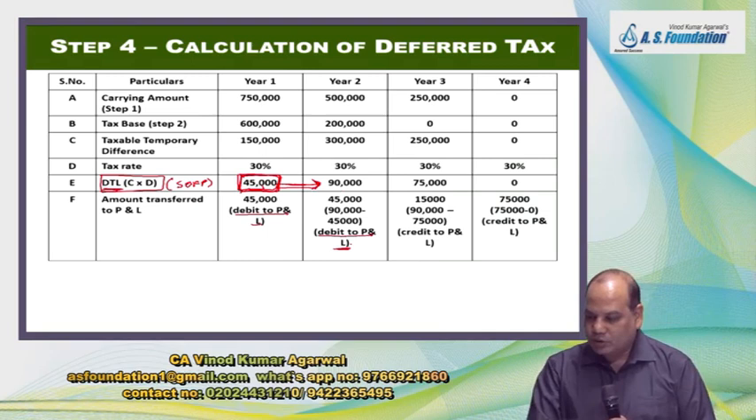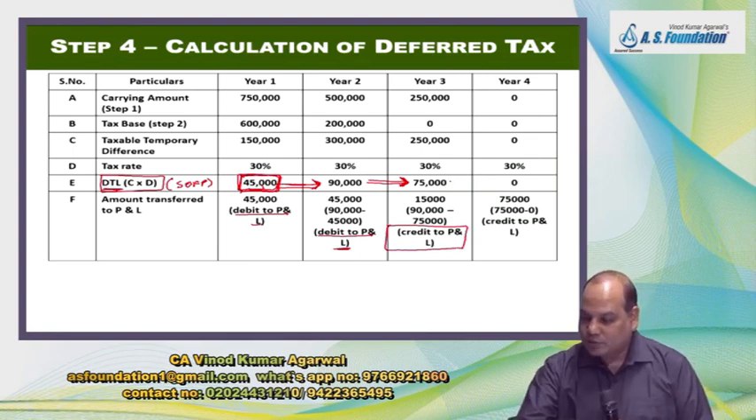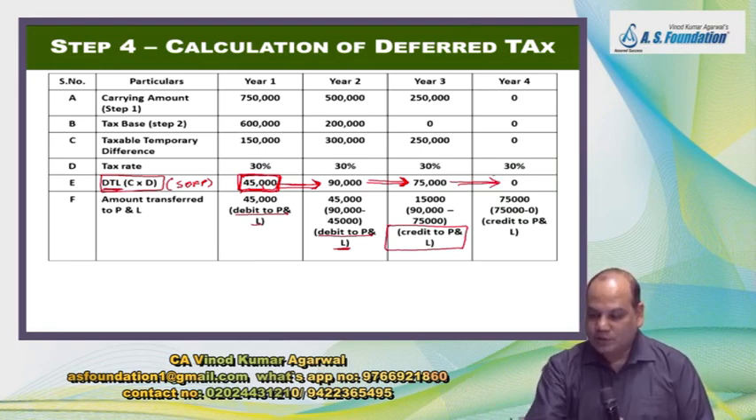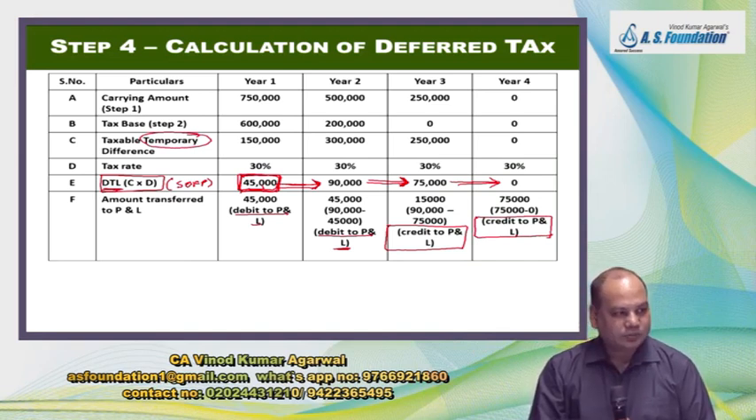Okay. And then my balance of DTL has reduced from 90 to 75. So this time I will pass a reverse entry, DTL account debit to P&L account, credit to P&L account. Last year from 75,000 to 0. So that is why it is called temporary difference, because the difference will be only temporary. It will get reversed in future. Entry in the 4th year, DTL account debit to P&L account.